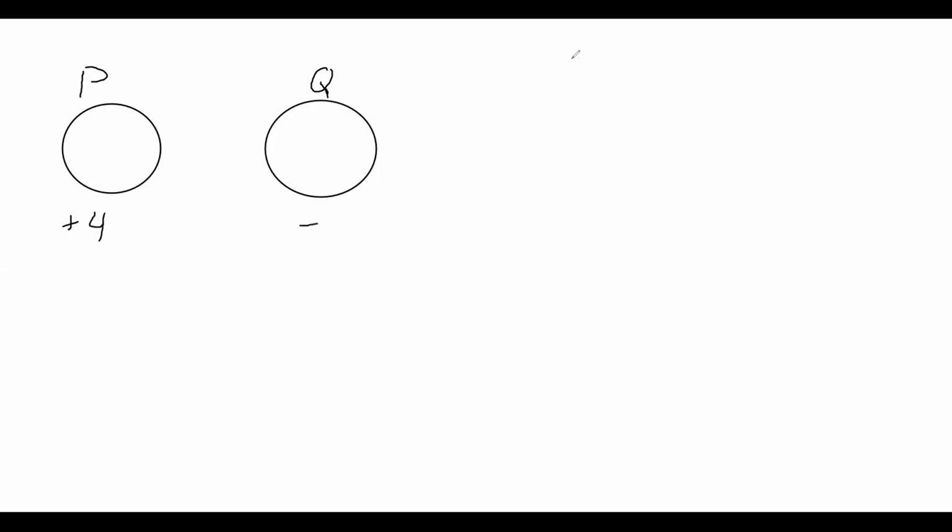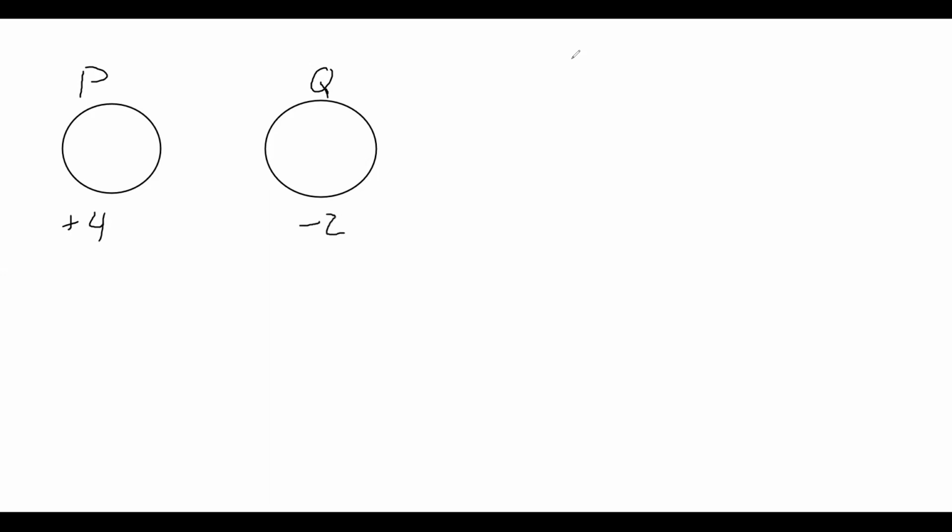So we've got P, Q, and they're identical, so they're all the same size. P starts off with what? P starts off with a positive 4 nanocoulombs, which I'll just write as positive 4. And Q's charge is negative 2.